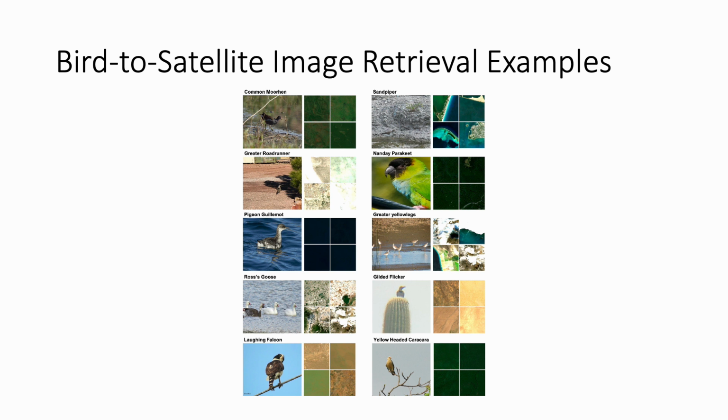Here we show some examples of bird to satellite image retrieval. The bird image is given as query and then we compute the similarity of the bird image with all of the satellite images in the validation dataset. As can be seen, the satellite images are very similar to the habitation of the species.